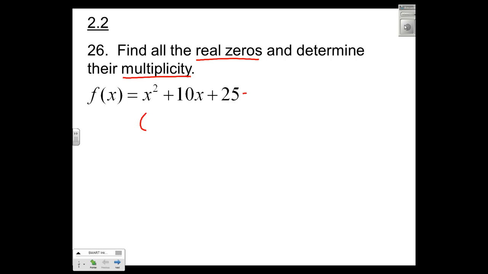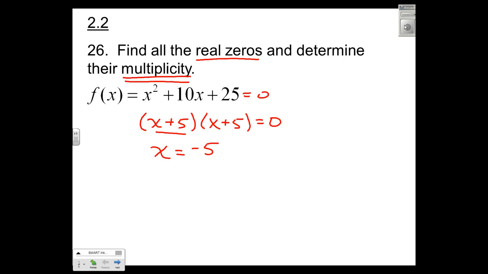So if I take this equation, set it equal to 0, and factor this into x plus 5 times x plus 5 equals 0, we would say our solution is negative 5. But when we're talking about all the zeros, we're thinking graph, really the negative 5 would appear twice. So we would say our zeros would be negative 5, and that is multiplicity 2, which tells us that we have a double zero, which means the graph wants to act like a parabola there.